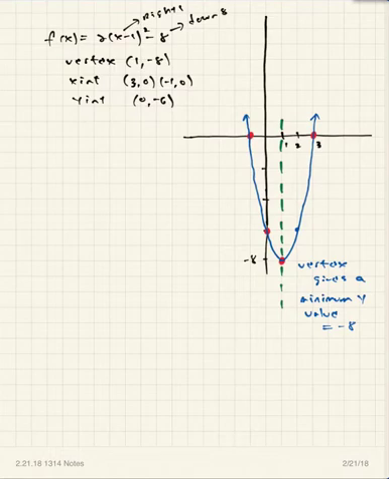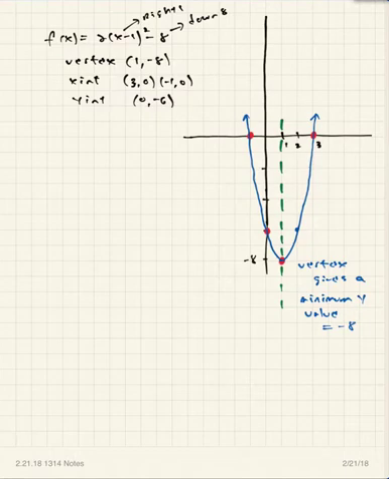Okay, and then the y value of the vertex is always the minimum value. Yes. Well, no. That's actually a good question, but it's a minimum value if the parabola opens upward. If the parabola opens downward, then it's not a minimum. Then it's a maximum.